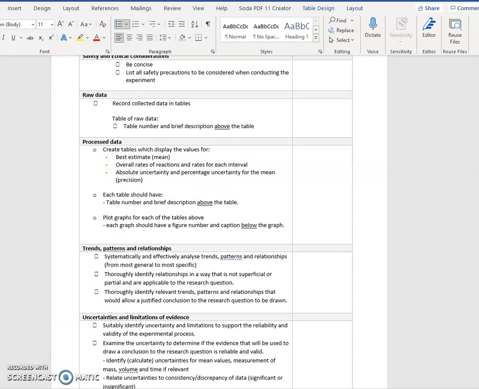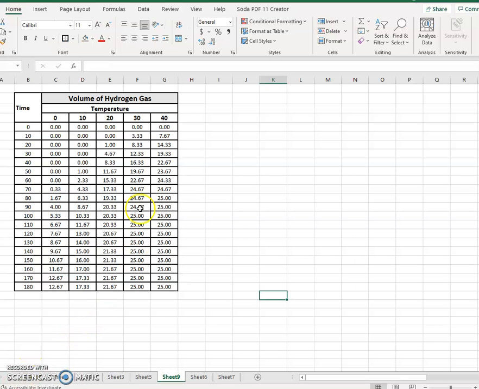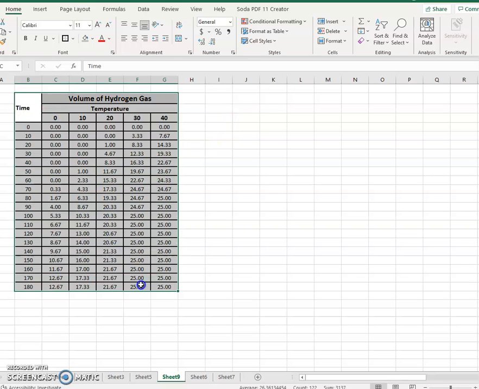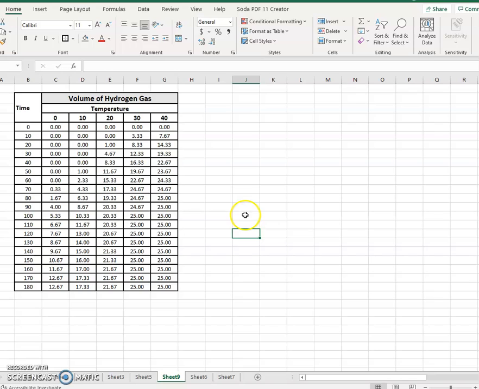So skipping forward, the first thing that you are going to need is your table of average values that you should have already created in your data section. All right, so get your table of average values and chuck it into Excel.